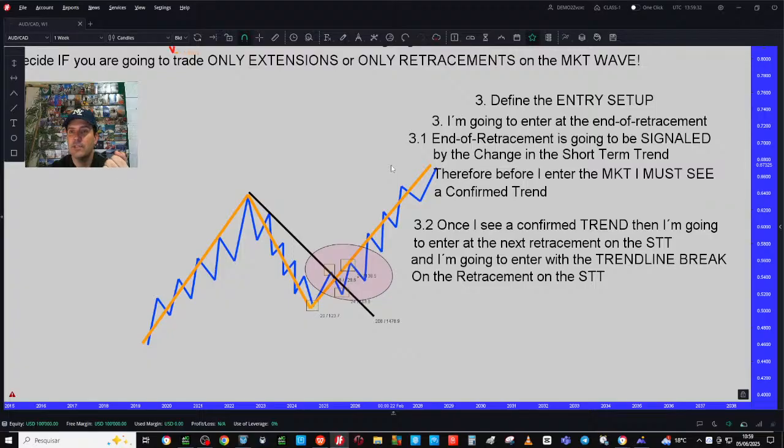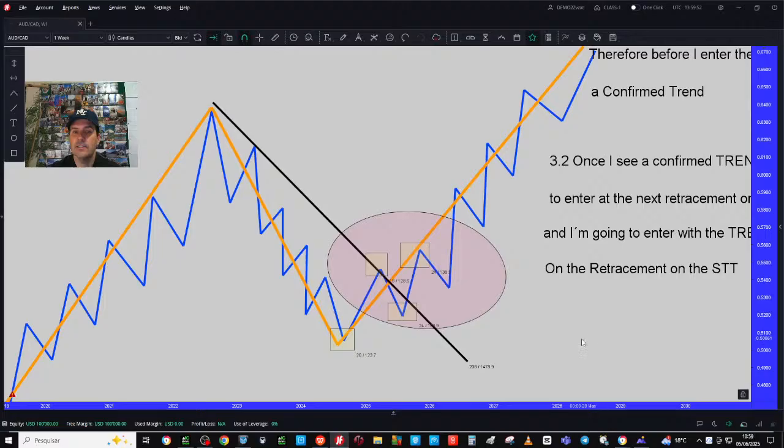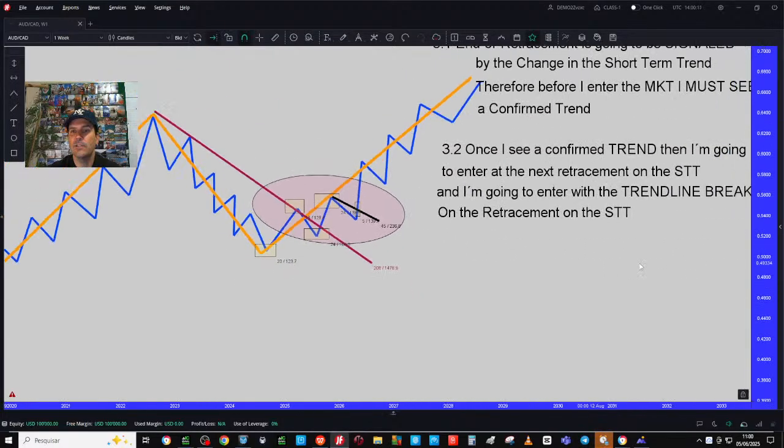Therefore, before I enter the market, I must see a confirmed trend, uptrend in this case. Once I see a confirmed trend, then I'm going to enter the next retracement on the shortened trend, and I'm going to enter with a trend line break on the retracement on the shortened trend. So if we go in the chart, everybody, then Olga is going to put a trend line in here on the blue this time, everybody, on the blue. And once the market breaks this trend line with the candle, then this is going to be Olga's entry. Make sense, everybody?